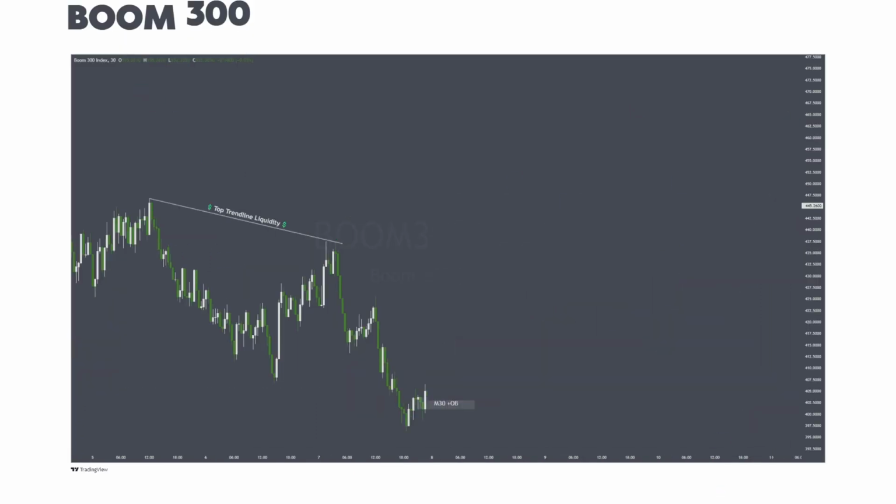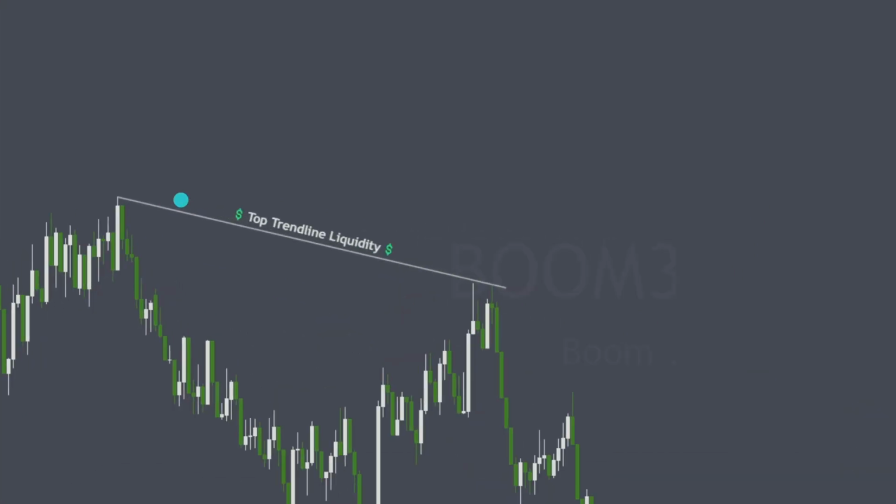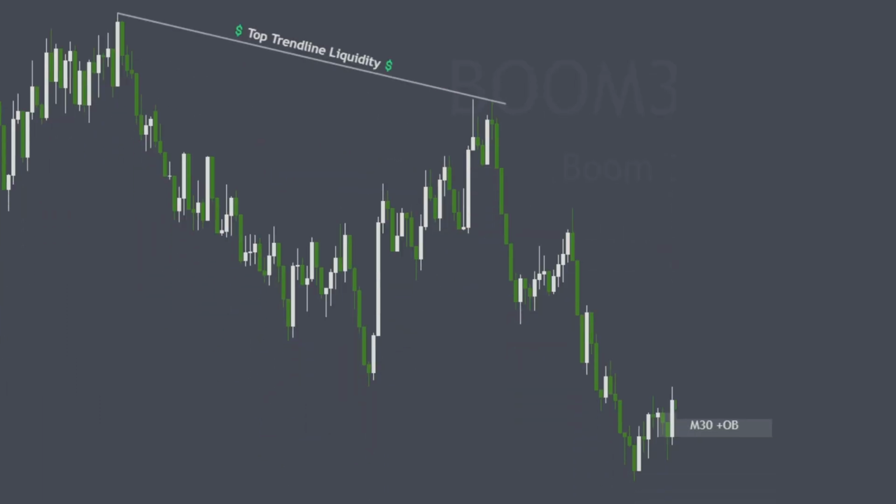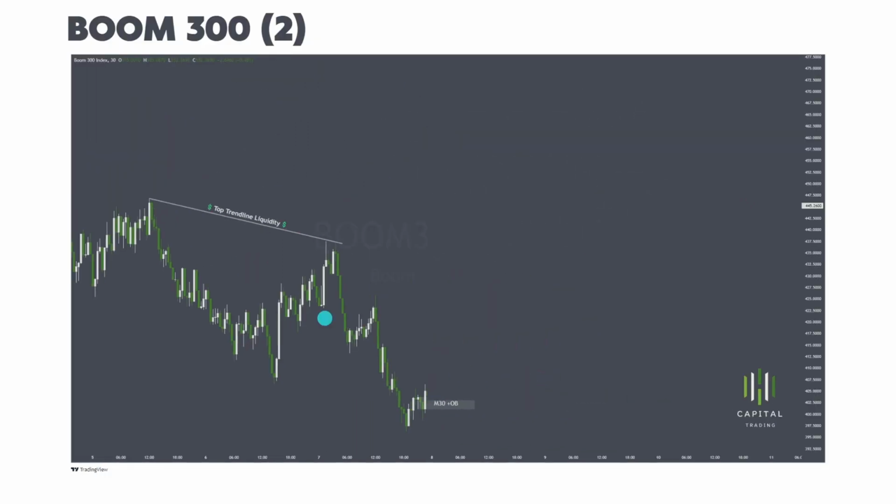Now let's look at the second chart. We had these two old highs forming a trend line. In theory, it's advised that you extend your trend line to the right, and when the market spikes to the upside and touches that trend line, you look for sales. But no, we want to see if price is going to go to the upside to take out this trend line liquidity on the top side. So that's what happened here.